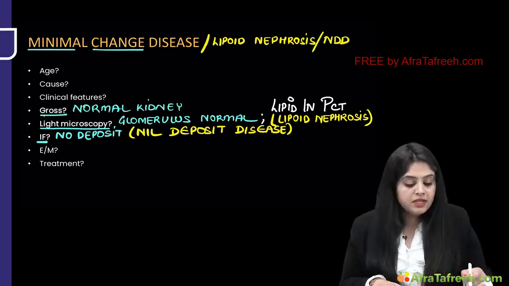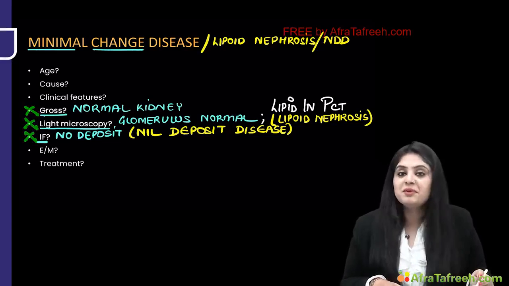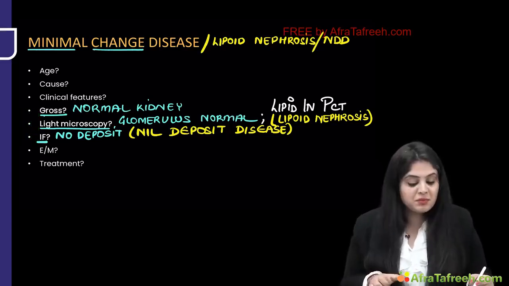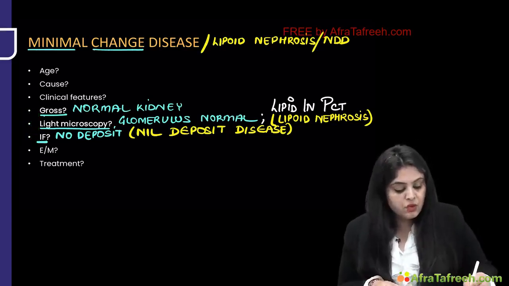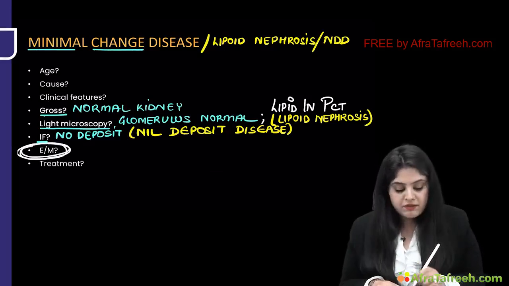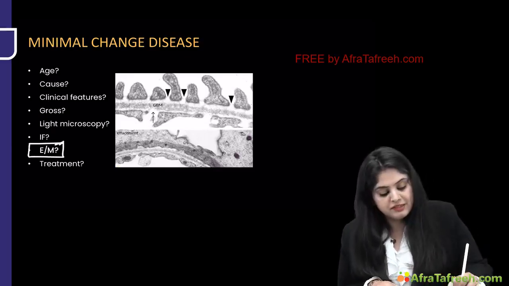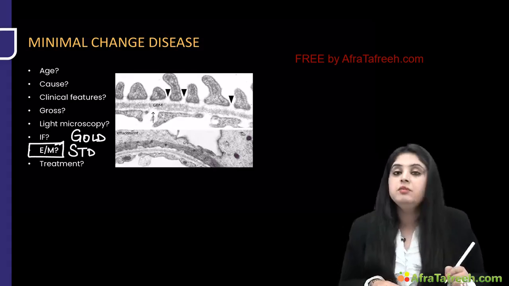So think logically. When nothing is seen on gross, nothing is seen on light microscopy, nothing is seen on immunofluorescence, how do I make the diagnosis of the patient? So then comes the gold standard. The gold standard, the superhero to save everyone, and that is electron microscopy. As they say, electron microscopy is the gold standard for minimal change disease.